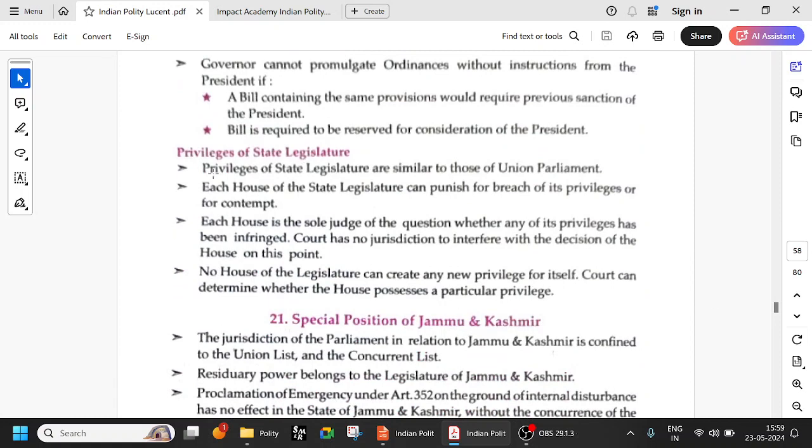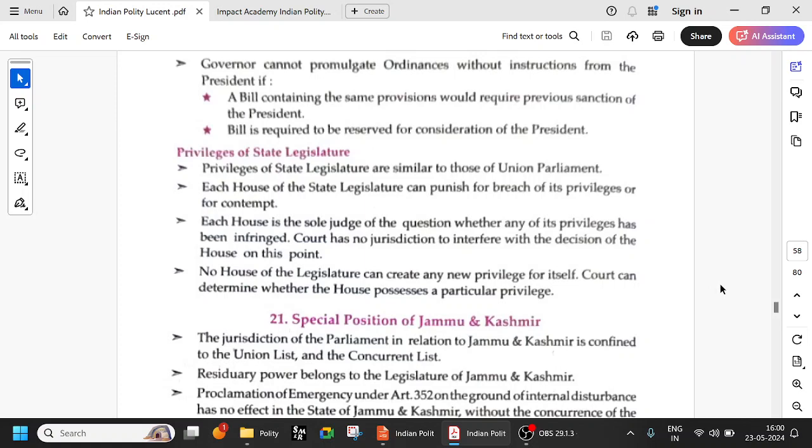Privileges of the state legislature are similar to those of the union parliament. Each house of the state legislature can punish for each breach of privilege or contempt. Each house is the sole judge of the question whether any privilege has been infringed. The court has no jurisdiction. No house of the legislature can create any new privilege for itself. The court can determine whether the house possesses a particular privilege or not. So basically, privileges are the same for state legislatures as in the case of parliament.